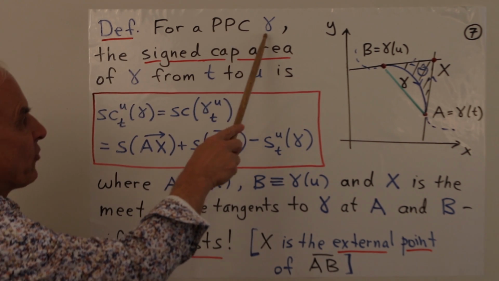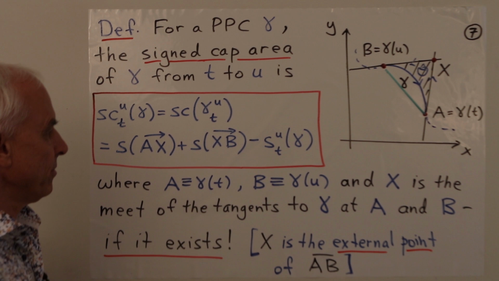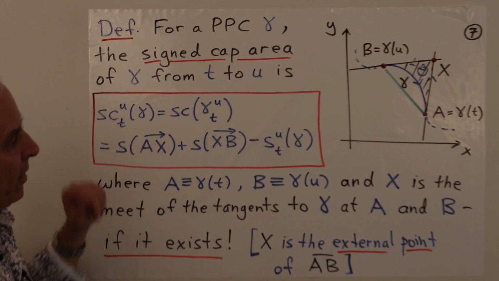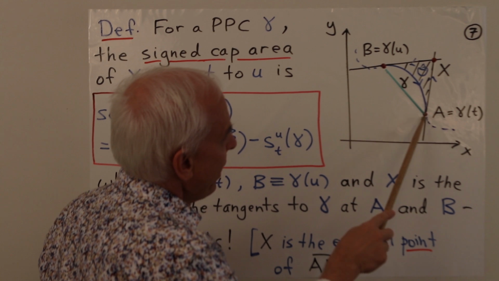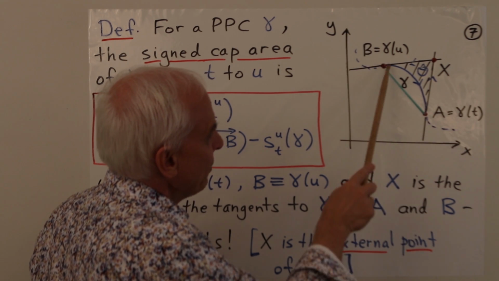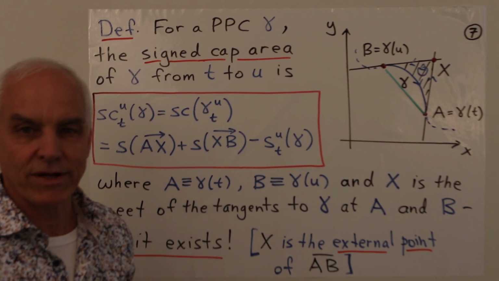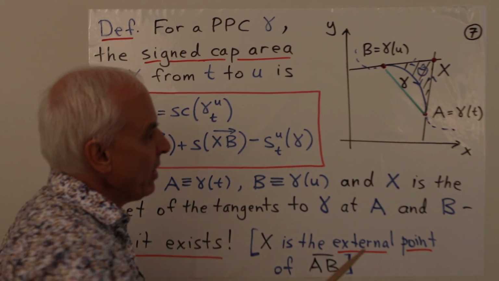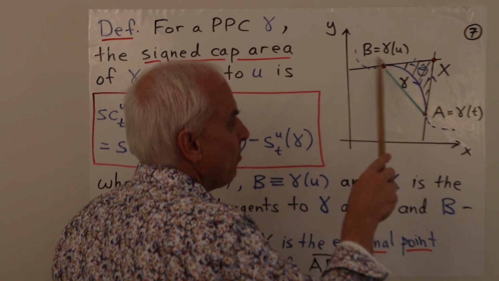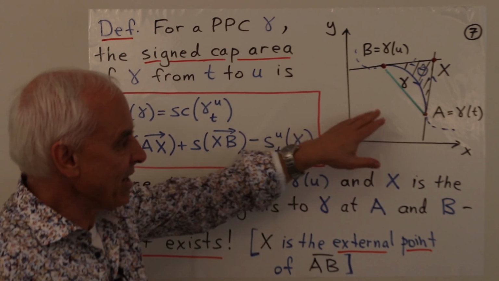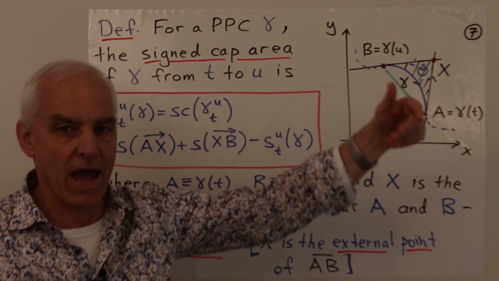So for a polynomially parametrized curve gamma, as before, we now introduce the signed cap area of gamma from t to u. And it is given by this formula here. So what it geometrically amounts to is, here's our curve, gamma, and there's a point A, which is gamma of t, there's point B, which is gamma of u. There's a tangent at A, and there's a tangent at B, and they meet at this external point X. And we're interested in the region bounded by the curve, but also these segments, the segment AX and the segment XB. So we know what the signed areas of each one of those three things are, so we're just going to use those three ingredients to define the signed area of the cap.